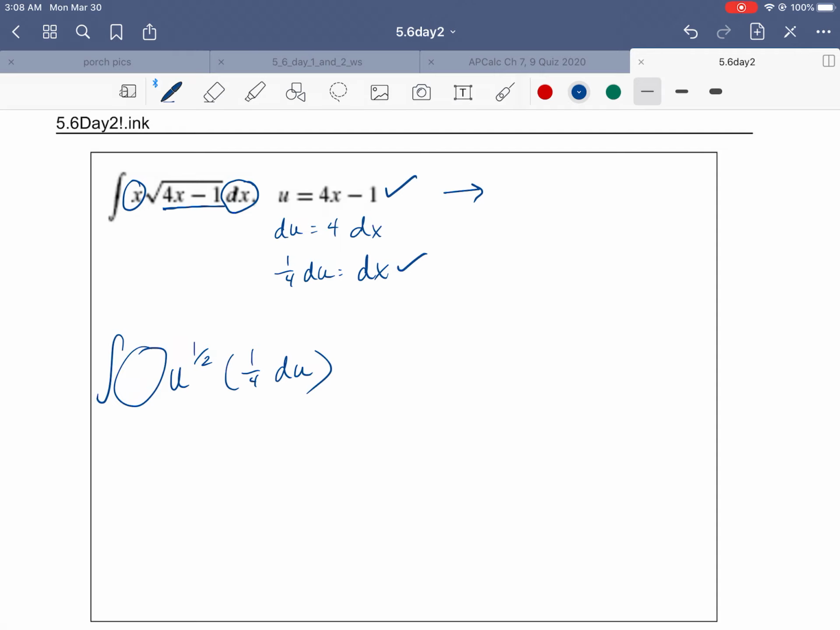So I can't make anything else up, but what I can do is manipulate what I already have. So I said that u was equal to 4x minus 1. So I can take that relationship and I can solve it for x now. So I would add 1, and I can divide by 4. And that's what's going to go in right there. Okay.